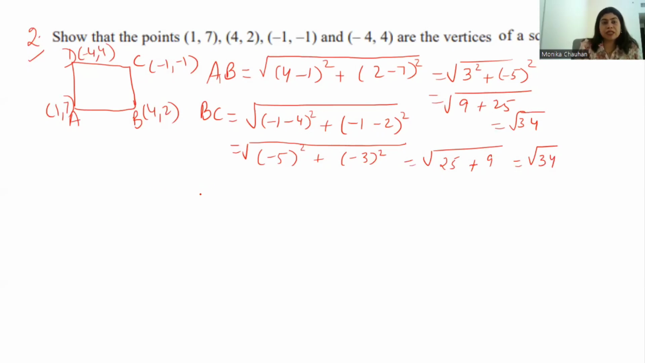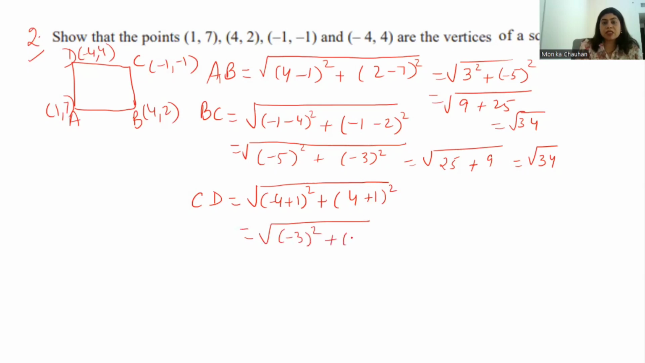Now, after AB, BC, next is CD. C is my x1, y1 and D is my x2, y2. So x2 minus x1: minus 4 minus minus 1, so it becomes plus 1... I mean minus 3. Y2 minus y1 becomes plus 5. So it becomes minus 3 whole square and 5 whole square. And then it becomes 9 plus 25, which becomes the square root of 34. So far, for all the three sides, we're getting the same distance.